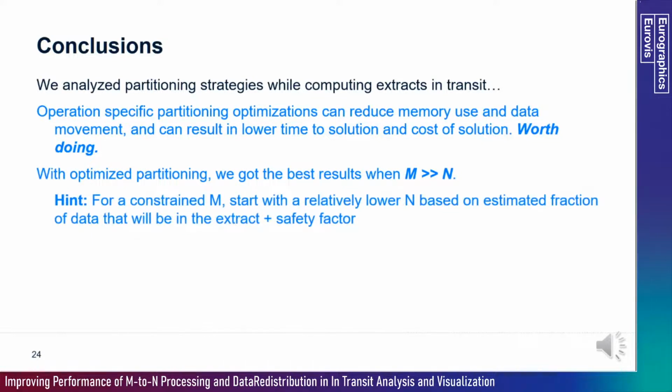With the optimized partitioning strategies, we got the best result when M, the simulation concurrency, was much larger than N, the endpoint concurrency. This hints that for a constrained M, if you don't know what your N should be, you should choose a relatively lower value. And to select that value, you can base it on memory use by estimating the fraction of data that will be needed in an extract and adding some safety factor.